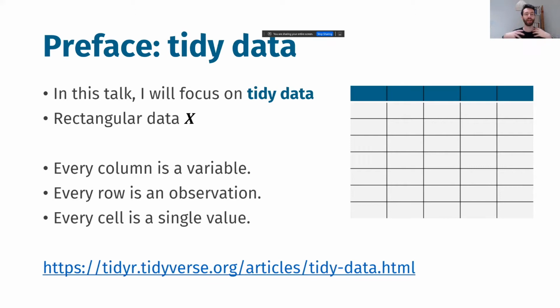As a preface, I'm mainly going to be talking about what I, as a statistician, call tidy data. You might call it rectangular data or just a standard data set, a table, basically. We can call it X, for example. On the right of the screen, you can see this table, where every column is a variable or a feature, every row is an observation, and every cell is a single value. If you're more interested in this tidy concept, you can read this article at the bottom.